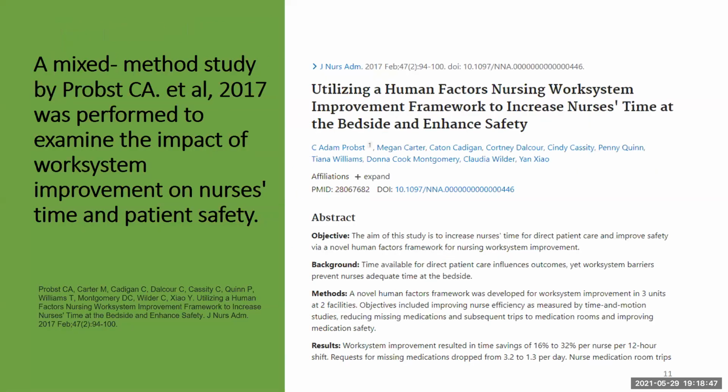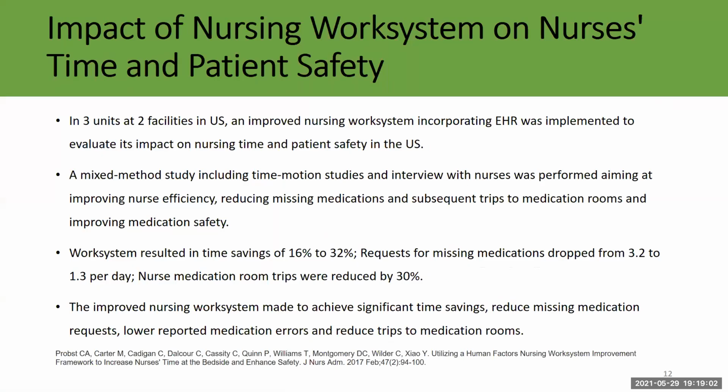Okay, here is another example. Again, it's a mixed method study, and they wanted to see how the introduction of a work system would improve nursing time and patient safety. This system, which was a work system for nurses, was implemented in three units at two facilities in the US. And by using this system, they found that they could save time from 16% to 32%. And requests for missing medication dropped from 3 to 1 per day. And nurse medication room trips, to go and make modifications to those errors, were reduced by 30%.